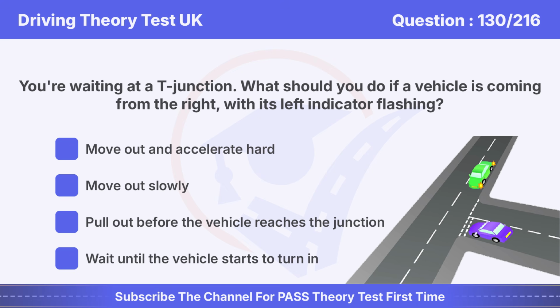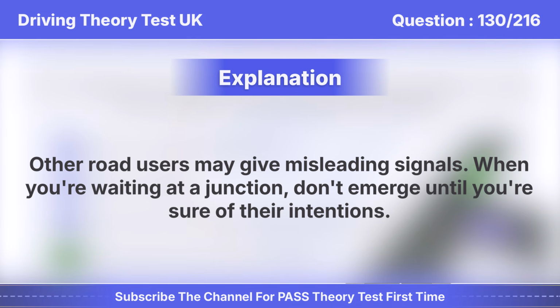Question 130. You're waiting at a T-junction. What should you do if a vehicle is coming from the right, with its left indicator flashing? Answer is D. Wait until the vehicle starts to turn in. Other road users may give misleading signals. When you're waiting at a junction, don't emerge until you're sure of their intentions.